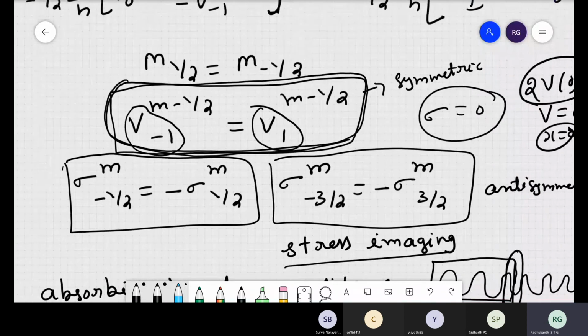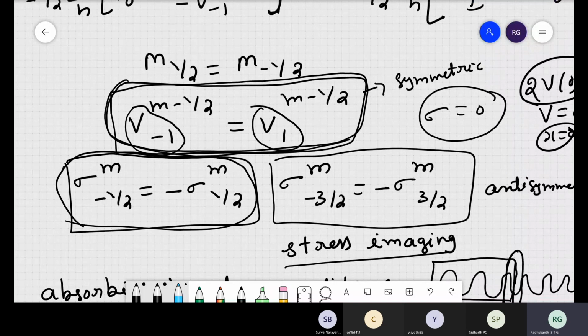You understand? Now here when it is anti-symmetric, what happens at the surface to the stress? Because sigma minus half is minus of sigma half actually. So now at the surface, when you add the stresses, this will cancel the stresses, but velocity is doubled actually. You followed?